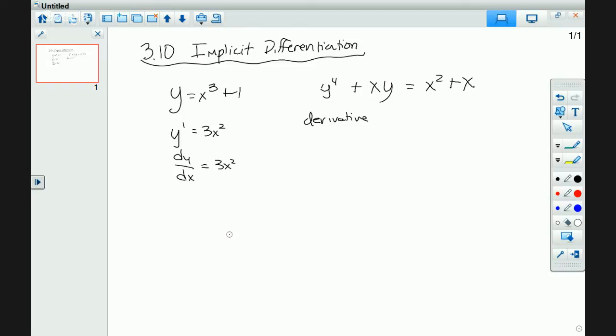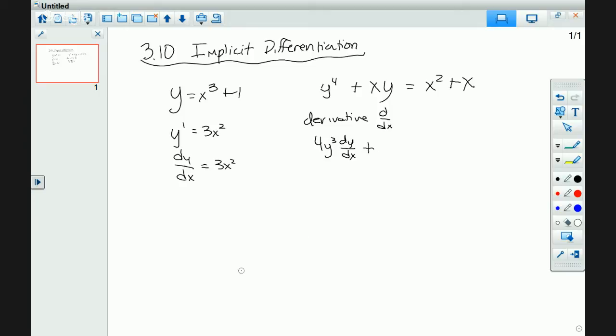What is the derivative of y to the fourth? Okay, you know that's the power, but it's with respect to x. So we have to write dy dx here. Because we just took the derivative of y with respect to x. Okay.